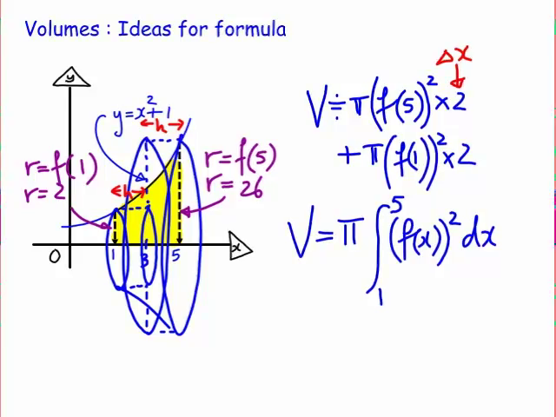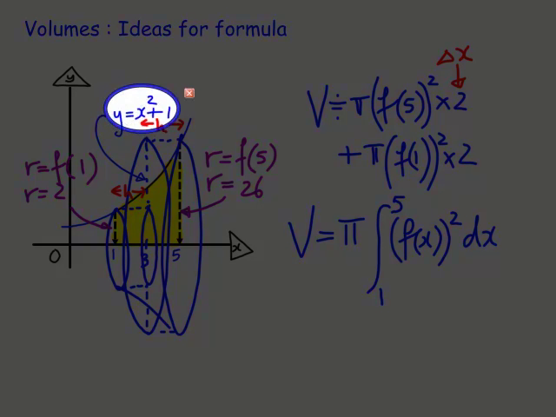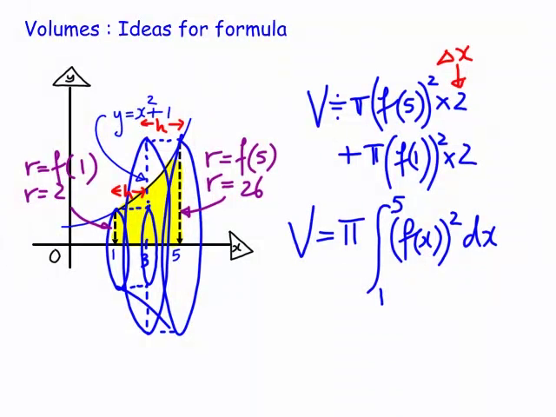So let's actually try and work this out. We now need to substitute in f of x. Let's have a quick look, where is f of x? It's a bit hard to see, but here it is. It's y equals x squared plus 1. So we need to square that. The volume is going to be equal to pi integral from 1 to 5 of x squared plus 1 all squared dx.